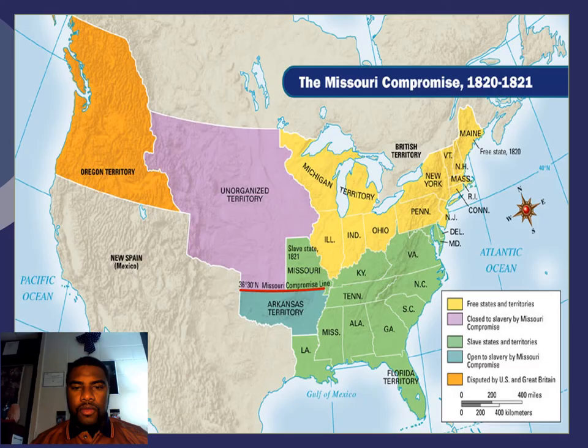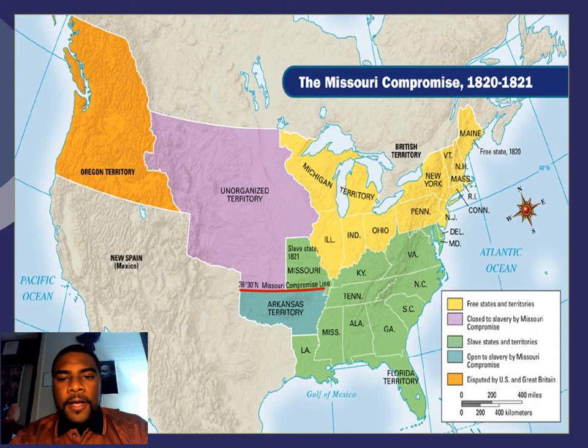Here in this chart, you can see the Missouri Compromise of 1820 to 1821, which is one of the leading factors that led up to the American Civil War.